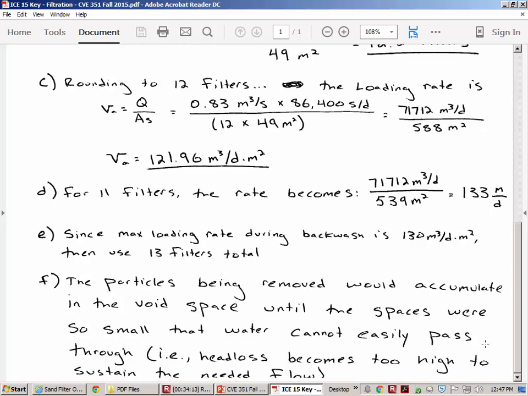And what you would notice if you're the operator of the treatment plant is gradually it takes deeper and deeper water, more pressure, to push the water through the sand filter. The head loss starts to increase.